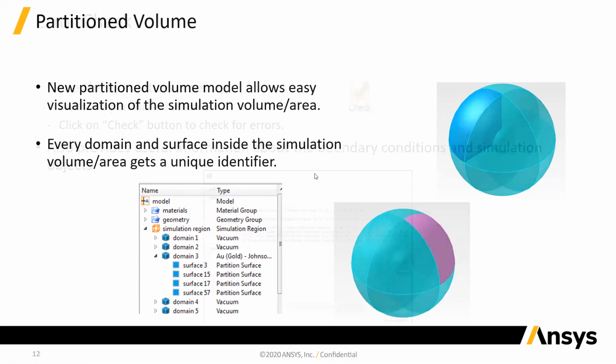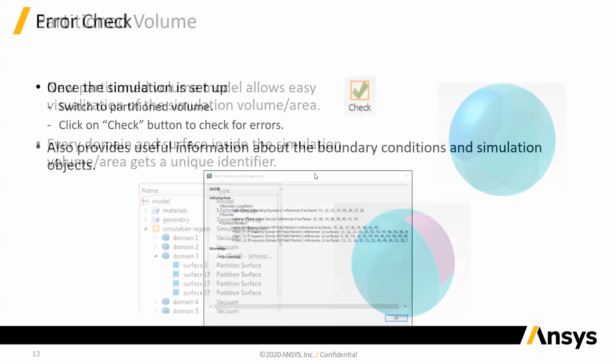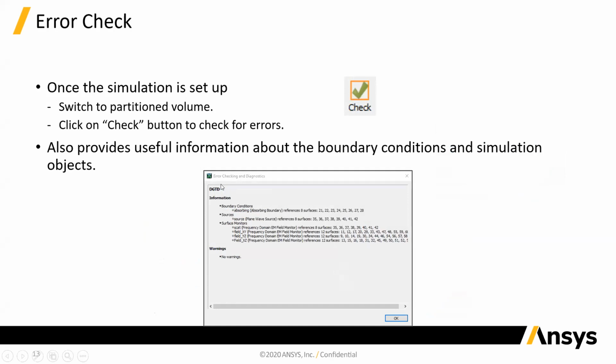And then finally, the check button allows you to check for errors in your setup. When you click on check, it opens up a window, and then it gives you different information, like what type of boundary condition is getting applied where, and so on. And if there are any warnings, they'll show up here. So when you see that there are no warnings, that means that now you're ready to run your simulation.